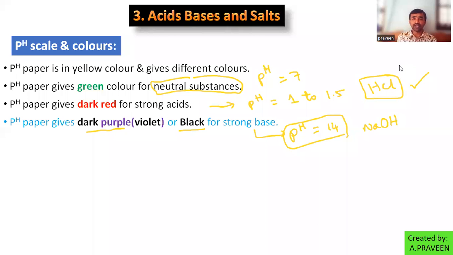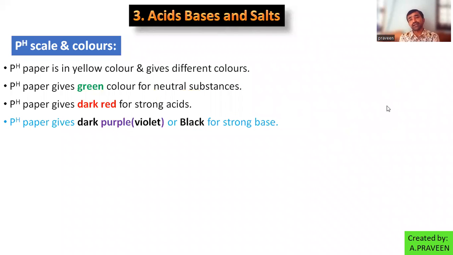So I am giving you colors: green, dark red, and black or dark purple. Remember them. Red is always a danger color, a danger indication for acids. Green is not harmful, it is a healthy color, and it is for neutral. Next, purple or black.